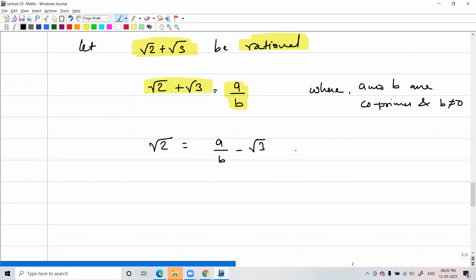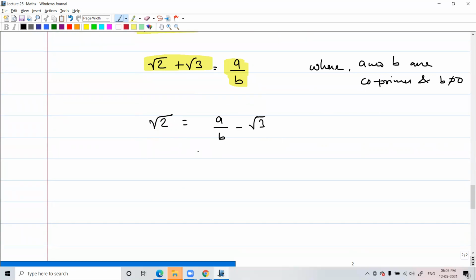So everyone is okay up to this step. What did we do? We just transposed root 3 to the other side. Now we have separated the roots. Now if you do the squaring on both sides, what will happen? This will become rational, and there will be only root 3 on this side, which we know is irrational. We can assume that to be irrational.